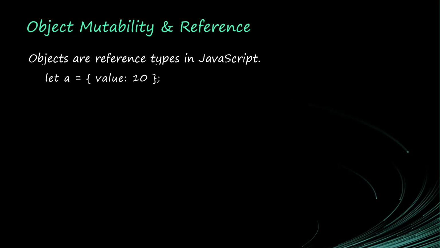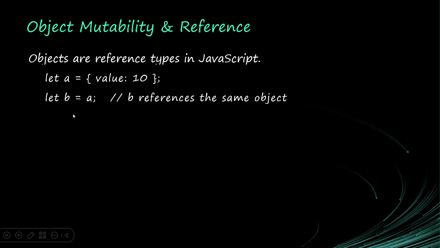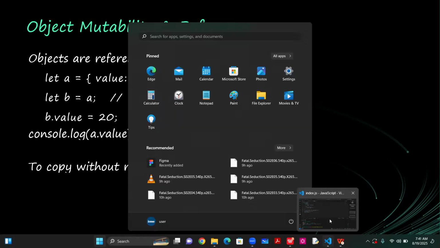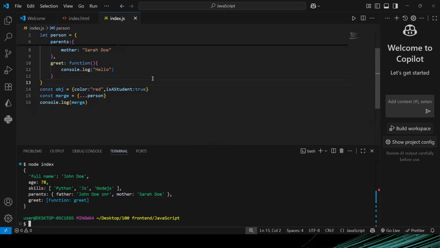So let's talk about object mutability and references. Objects are reference types in JavaScript. All right. So when you say let A is equal to this, and then if you assign this, the thing is that, let me go and explain. Let me just go and explain with code. So look at what we have here.